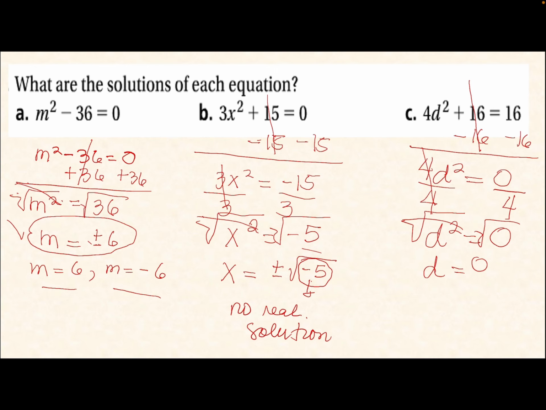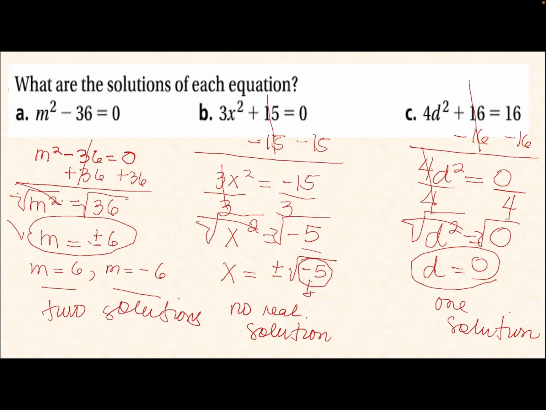Do we have a sign for 0? No. 0 is neither positive nor negative. So in here, how many solutions do we have? We only have one solution. Okay? Try to observe. On the first example, letter A, the value of m is 6 and negative 6. Therefore, this quadratic equation has two solutions.